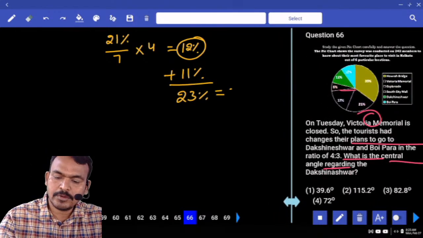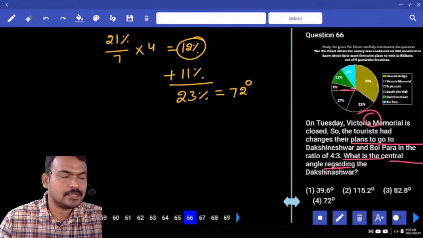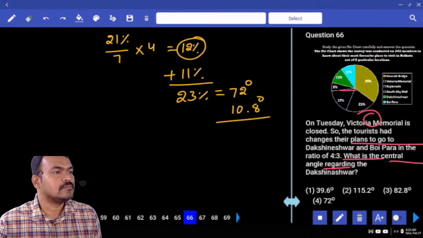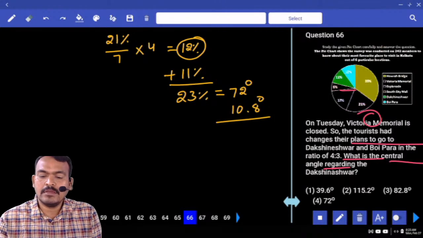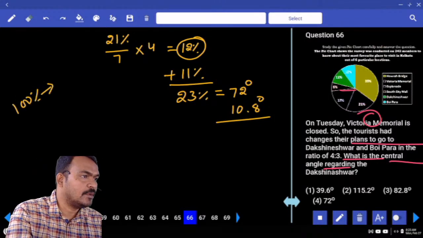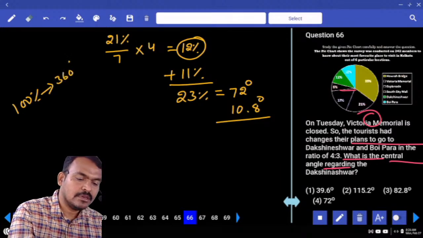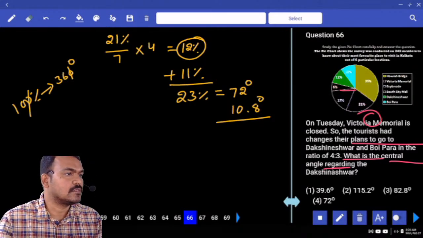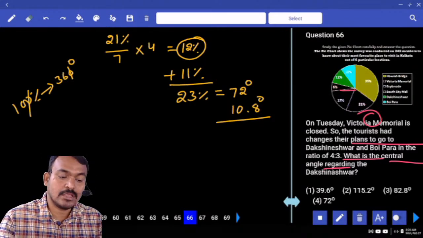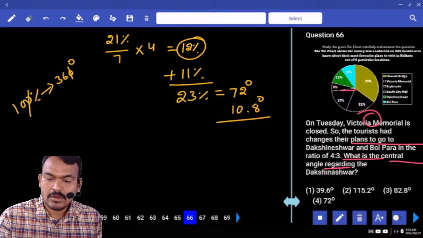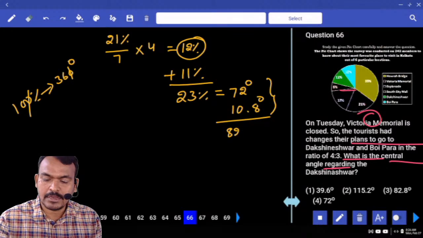Okay. What is the 20% value? 72 degrees. 3% value? 10.8 degrees. What is the answer? 82.8. We know a pie chart is always how much percent? 100%. Degrees wise how many degrees? 360. 100% is 360 degrees. What is 10%? 36. 20%? 72. What is 1%? 3.6. Then 3%? 10.8. Total it is how much? 82.8 degrees.